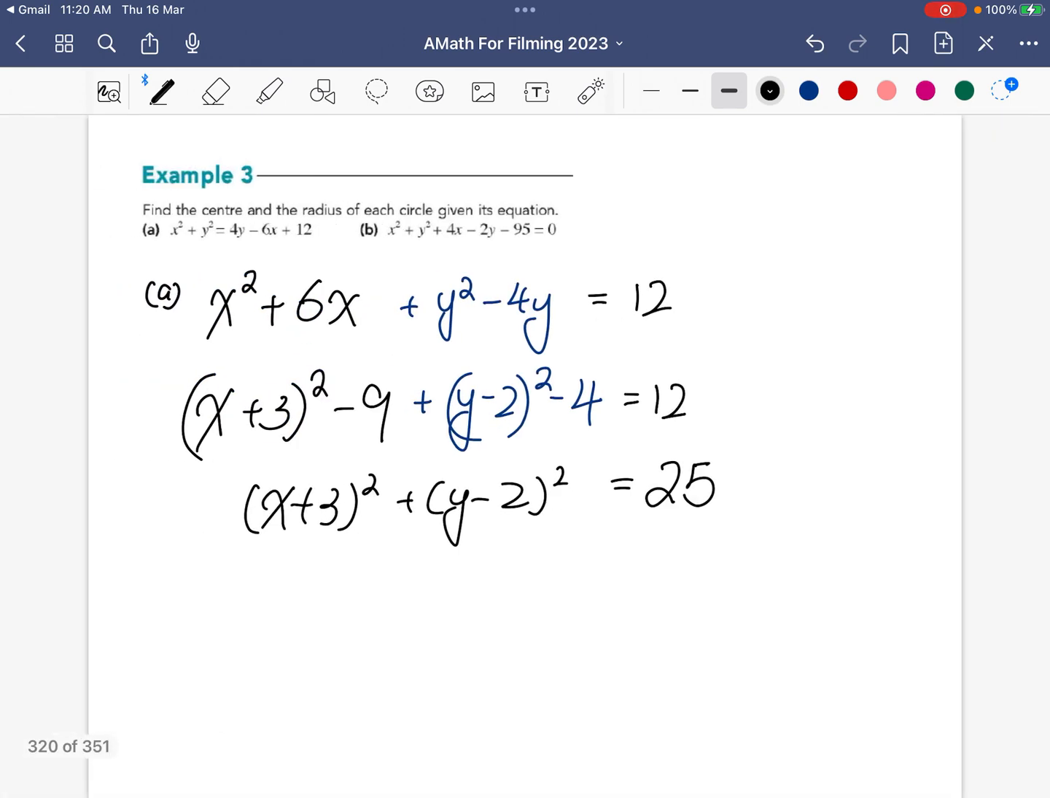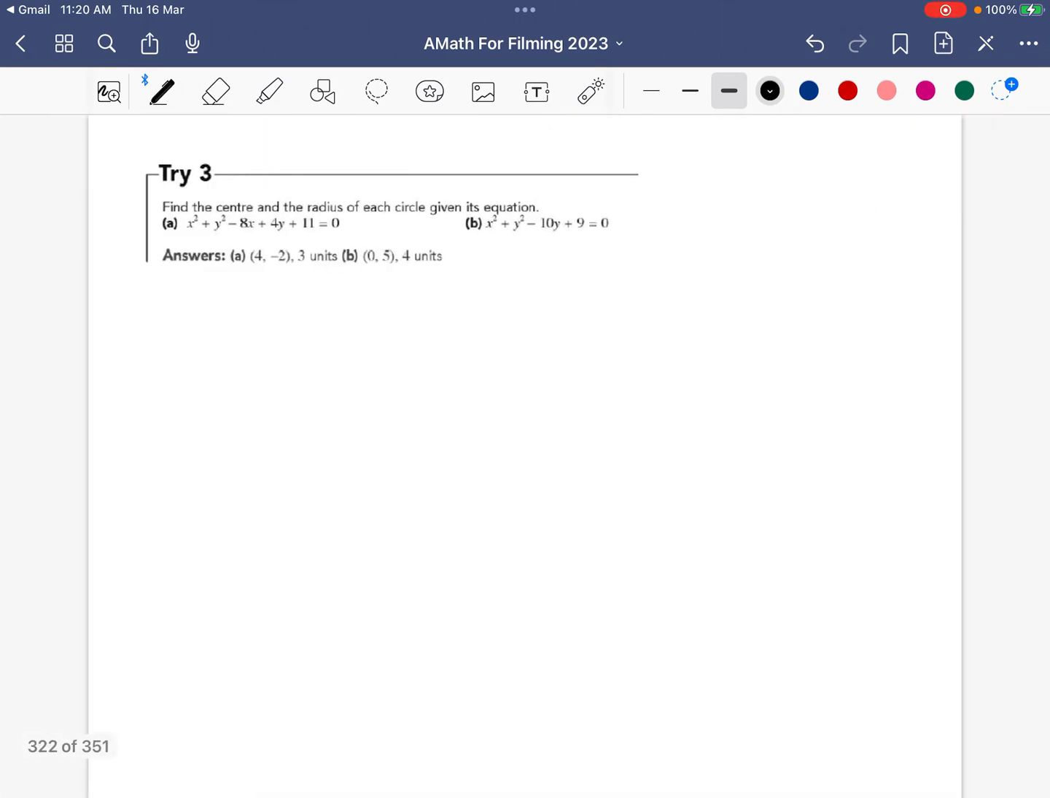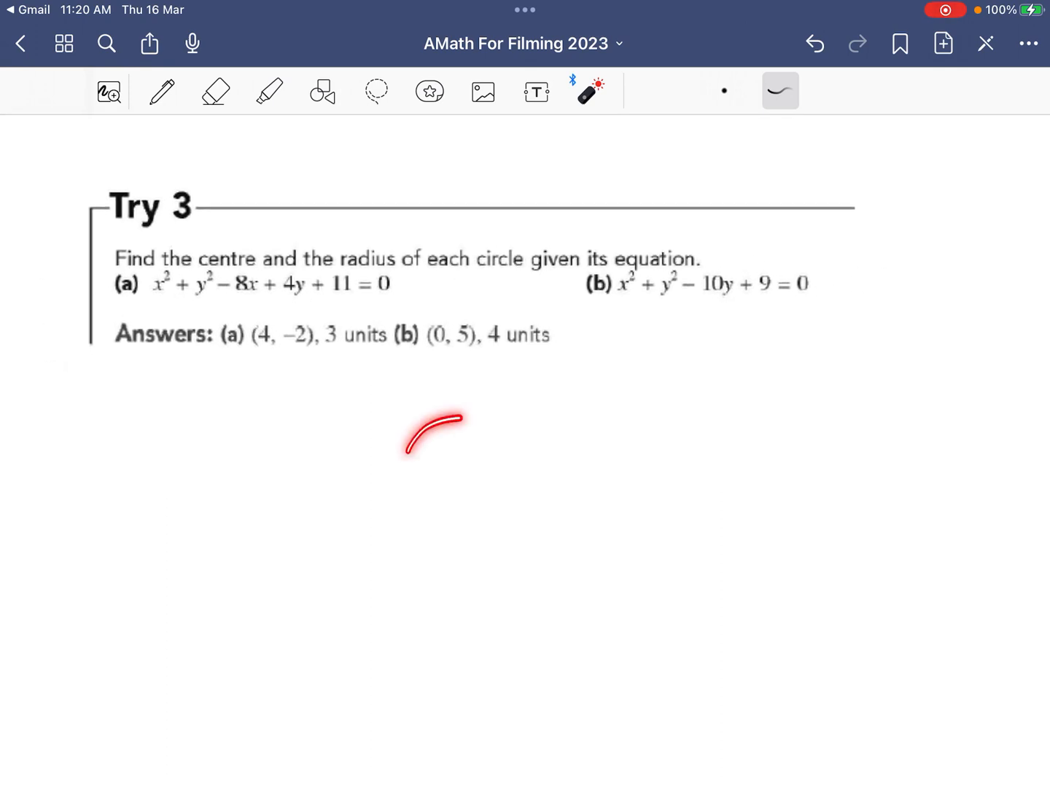Similarly for part A itself, if you look at this equation that I have here, my center is equals to negative 3 and 2. And my radius is not 25, my radius should be r squared, so my radius is equals to 5 units. Alright? Okay, please pause the video, go and try this. Make sure that you're able to get these answers here, and I will show you the completed square form for each of them in 3, 2, 1.